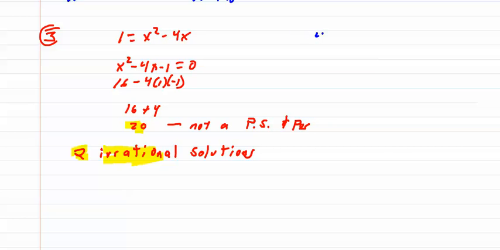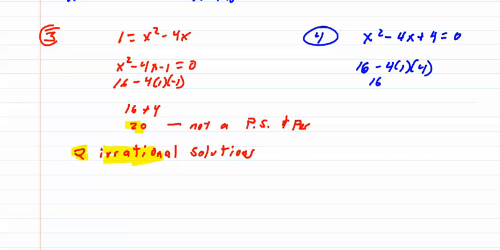All right, lastly, we have x squared minus 4x plus 4 equals 0. b squared, 16, minus 4 times 1 times 4. 16 minus 16 is 0. We have one rational solution.